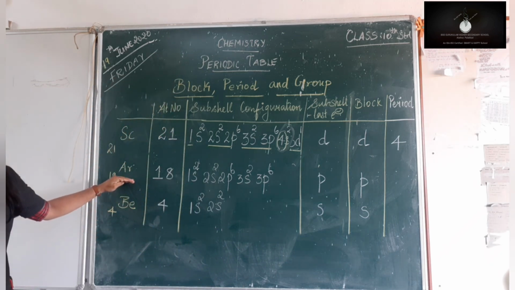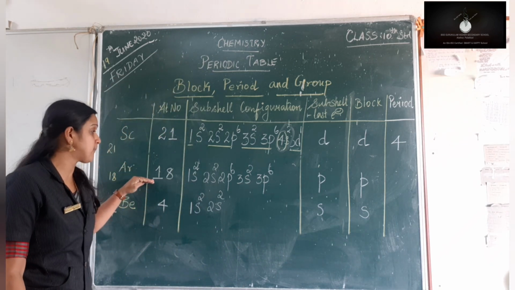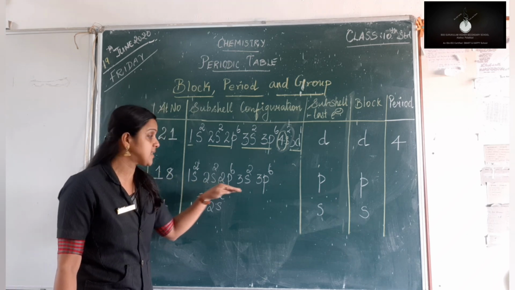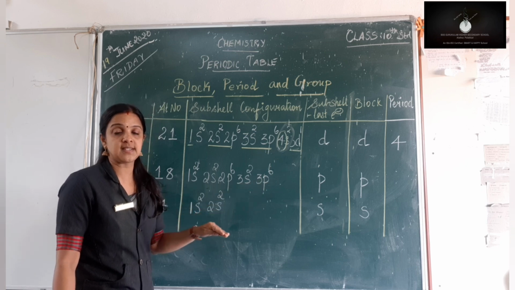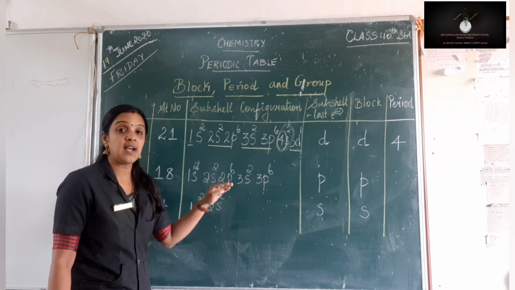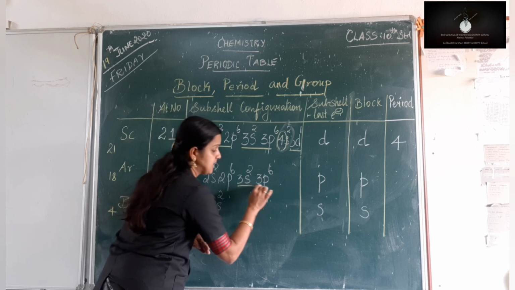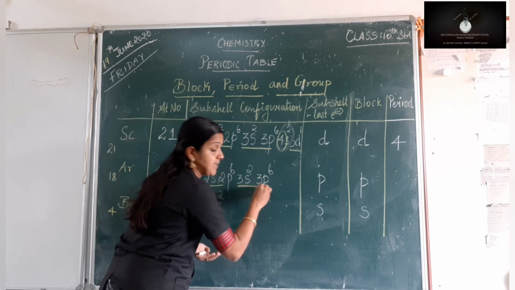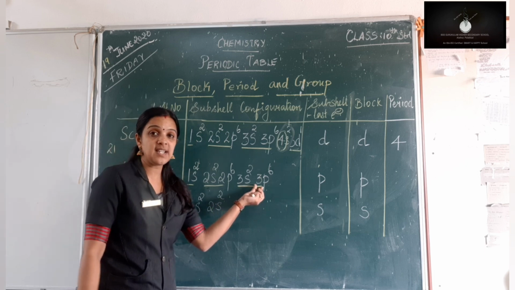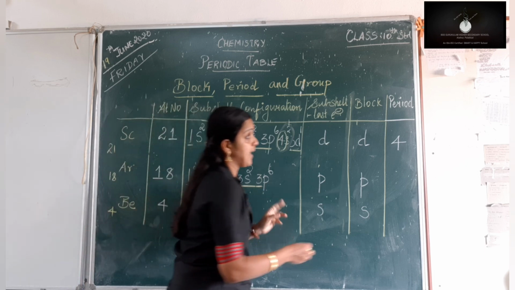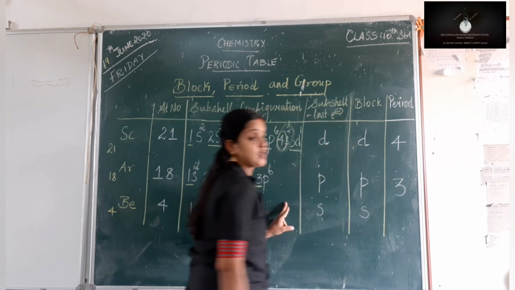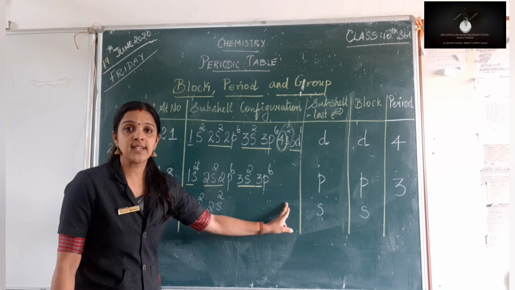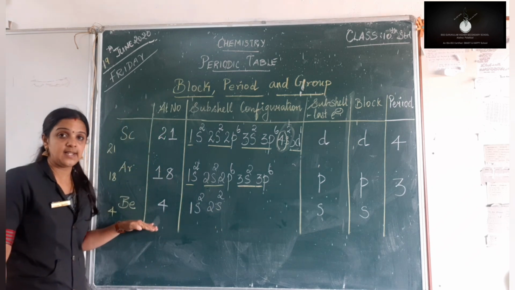Now let's consider argon. In argon, we write 1s2, 2s2, 2p6, 3s2, 3p6. The highest shell number becomes 3. That is, you have the first shell, second shell and the third shell. Since 3 is the highest shell number, I can say argon belongs to the 3rd period. Is that clear?